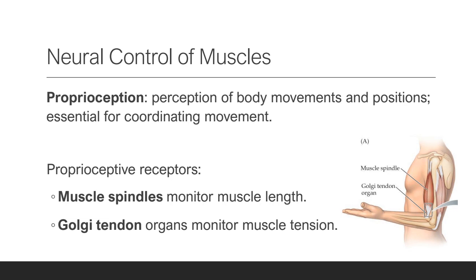So the muscle spindles are monitoring muscle length and also movement velocity, and our Golgi tendon organs are monitoring the tension of our muscles. All important for determining where our body is in space.